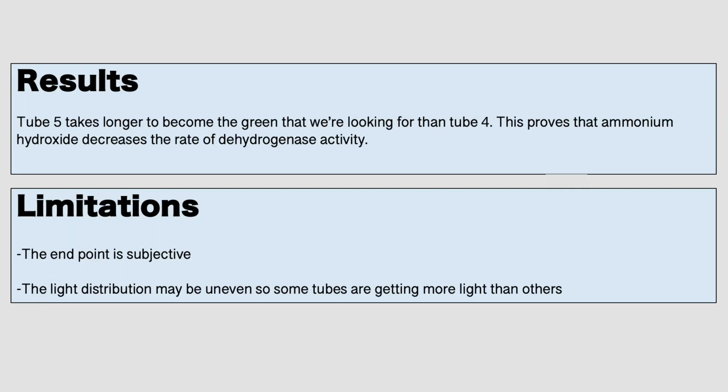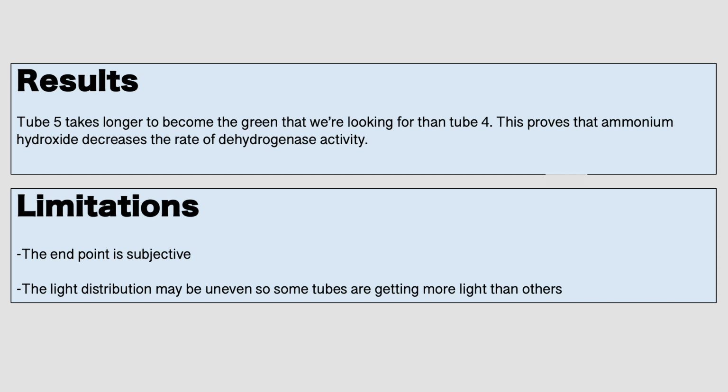When you do this experiment, the results should show that test tube 5 takes longer to become green, the green that we're looking for, than test tube 4. This proves that ammonium hydroxide decreases the rate of dehydrogenase activity.